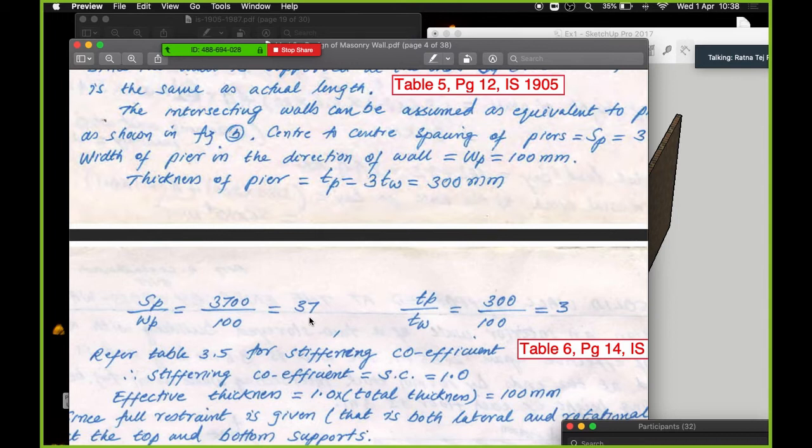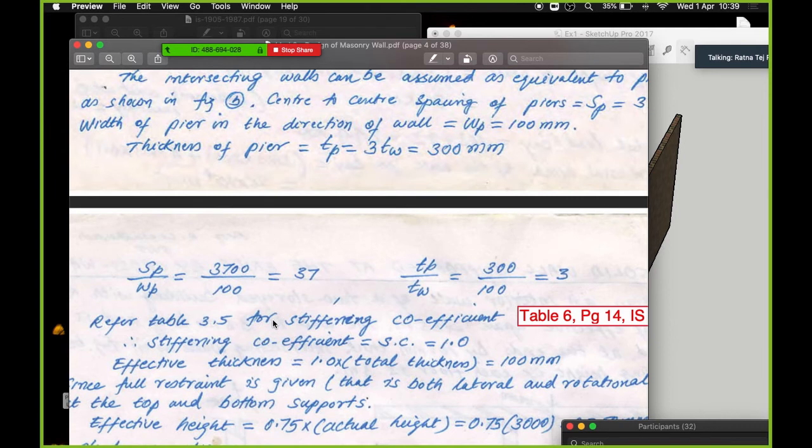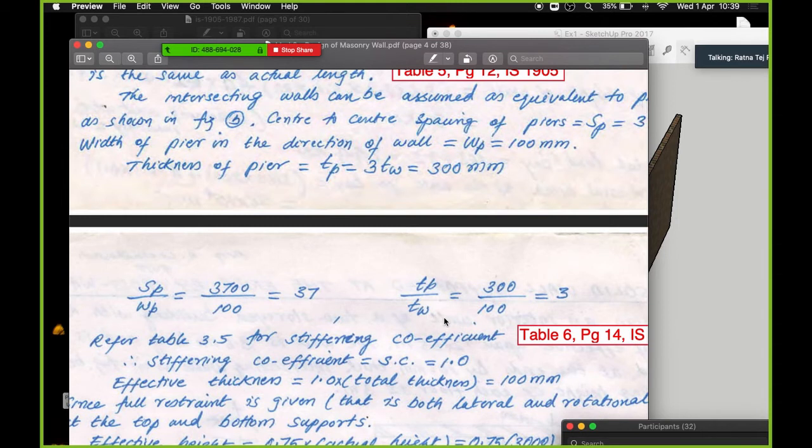So in order to calculate the slenderness ratio, you are trying to get the ratio between effective height and effective thickness, or effective length and effective thickness. Now what you have to choose over here is completely dependent upon the particular scenario. So over here it is effective length to effective thickness. You get 37 over there. Now the ratio between the thickness of the pier and the thickness of the main wall is what is necessary in order to look up table 6.